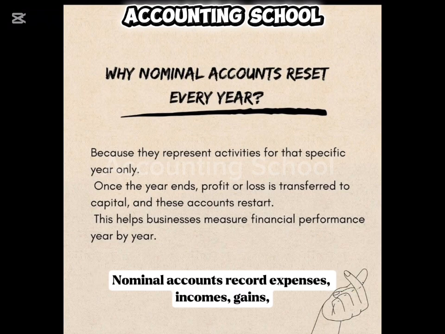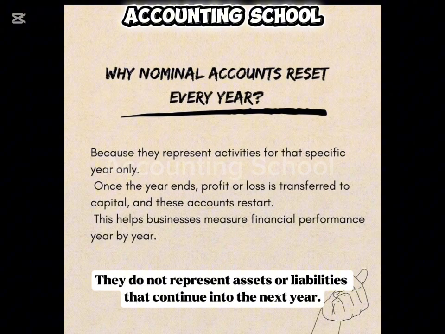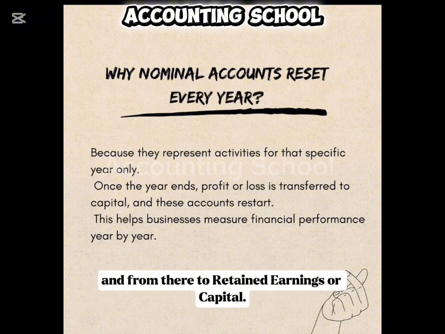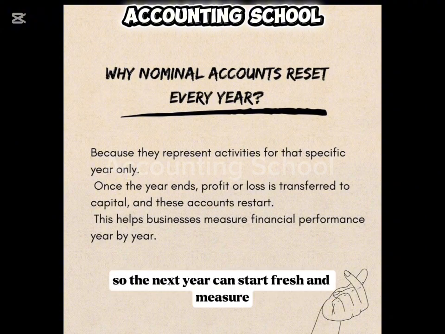Nominal accounts record expenses, incomes, gains, and losses, all of which belong only to one accounting period. They do not represent assets or liabilities that continue into the next year. At the end of the year, all nominal account balances are transferred to the profit and loss account, and from there to retained earnings or capital. This process is called closing the accounts. Once the balances are transferred, the nominal accounts become zero, so the next year can start fresh and measure income and expenses only for the new period.